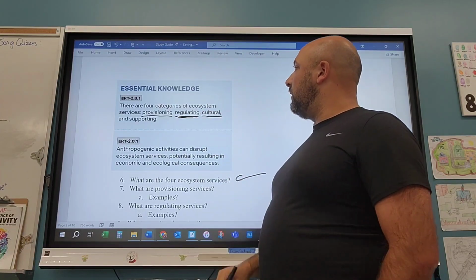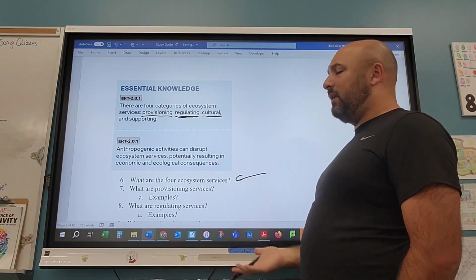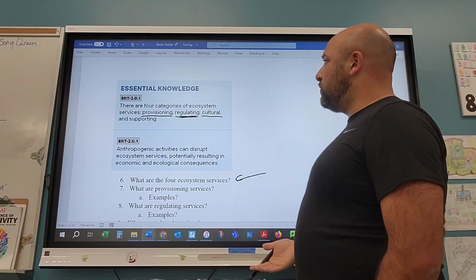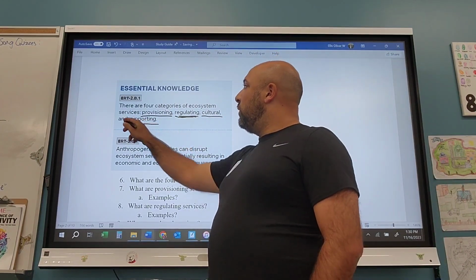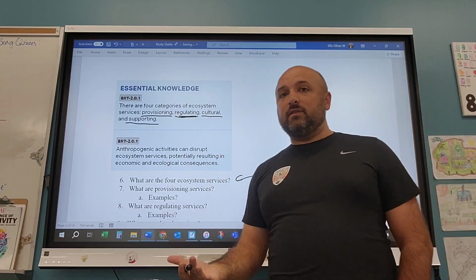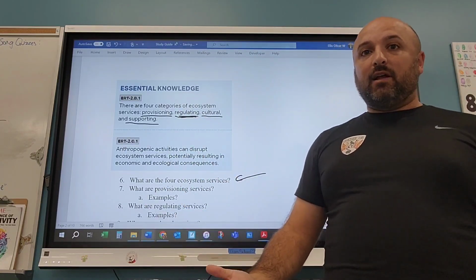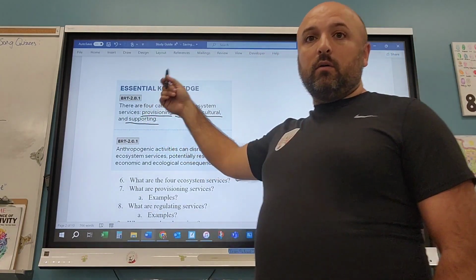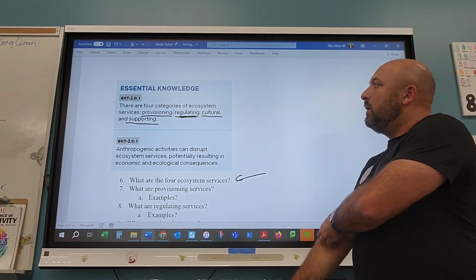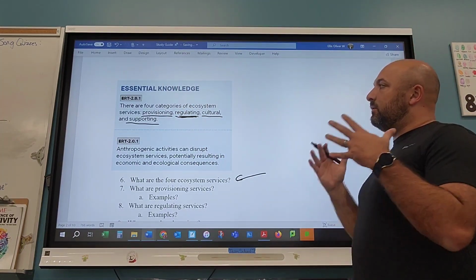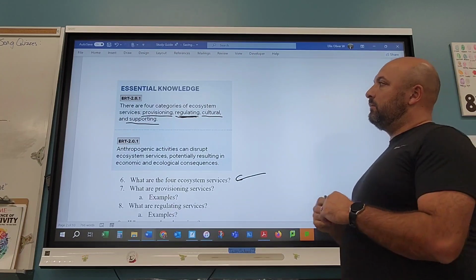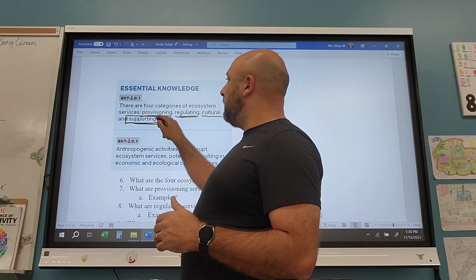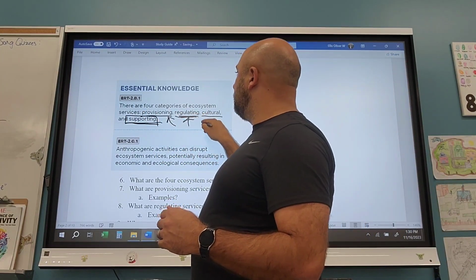Cultural, that's where we have the aesthetics. Okay, so that's what we humans enjoy from going to these places. And supporting, so that's stuff like photosynthesis, stuff that supports life itself. The biogeochemical cycles, okay? All of that is through supporting. So everything kind of radiates around supporting. Supporting is the major one because that's what keeps life going. And then these are the things that we get from it.